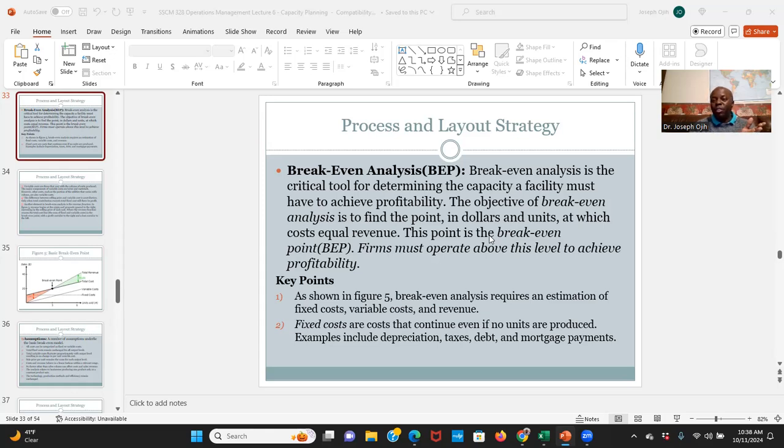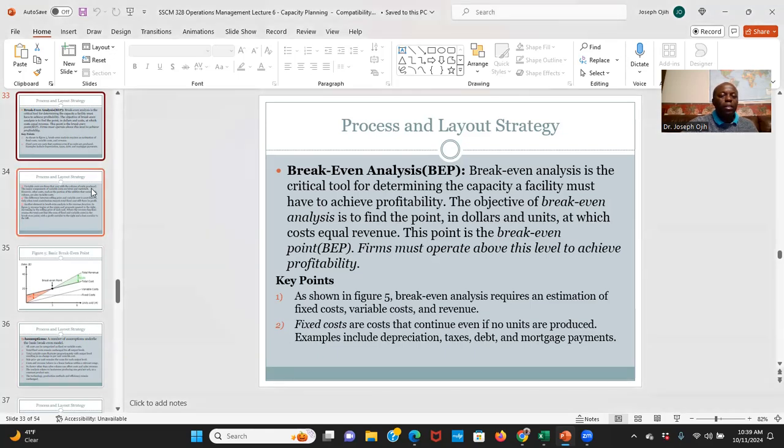So that's part of fixed cost. You still have to pay back the loan you borrowed to start the business, even if you haven't started getting customers yet. How about the depreciation? All this is depreciation, taxes, debt, mortgage payment, or rent, utility use. Well, utility might change, but you still have to pay it anyway. So these are the fixed costs. They continue even if no units are produced. They don't change with the scale of production. We call them fixed cost.